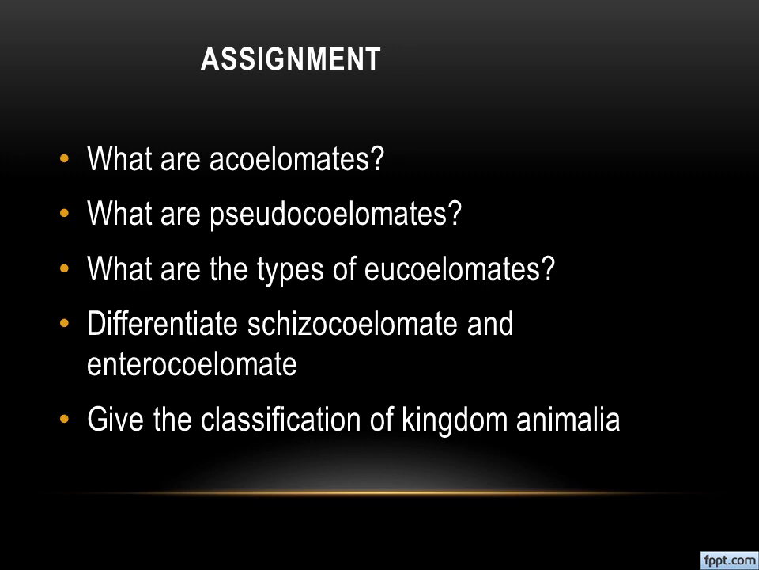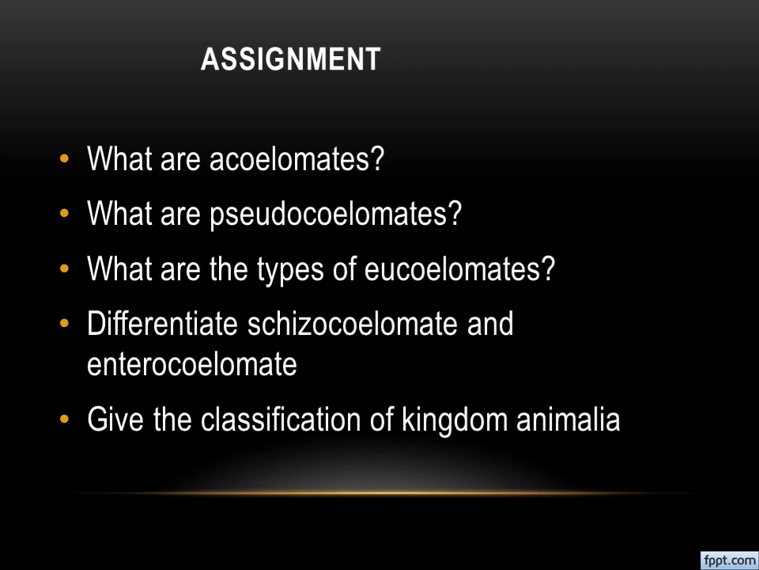And what are the types of eucoelom? Schizocoelomates as well as enterocoelomates, am I right? The next question: differentiate schizocoelomate and enterocoelomate. What is the difference between these two? Schizocoelomate means the coelom is formed from the splitting of the mesodermal layer. But what do you mean by enterocoelomates? Here the coelom is formed from the outpocketing of the mesodermal layer. Understand?